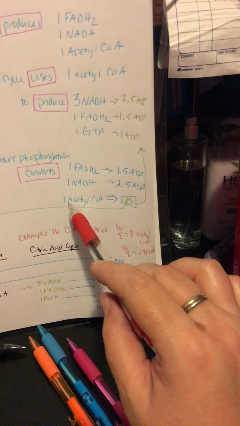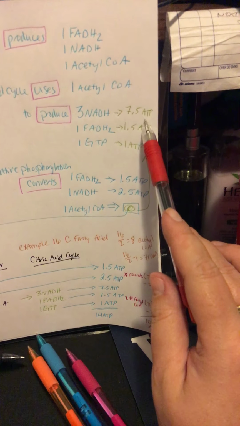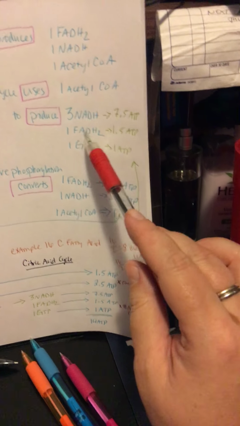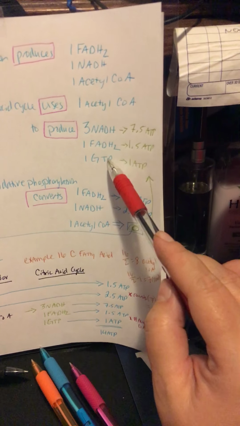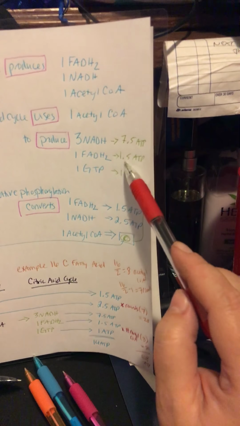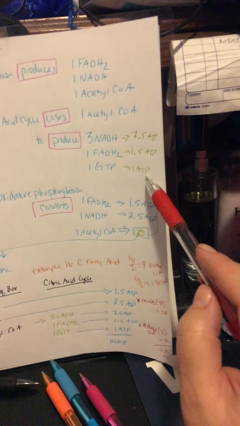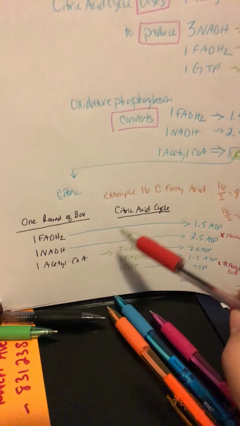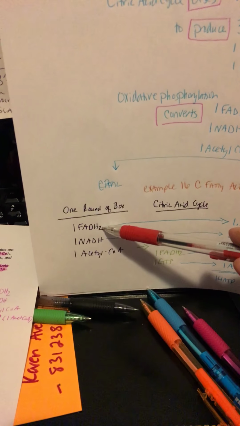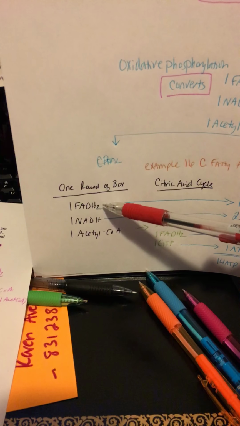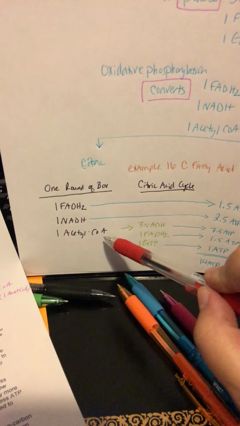It also is going to convert that one acetyl-CoA into these 7.5. The acetyl-CoA is going to be broken down into the 3 NADH, the 1 FADH2, and the 1 GTP to produce 7.5 ATP, 1.5 ATP, and 1 ATP. So then, if we're using this in one round of beta oxidation, again, we're going to produce the 1 FADH2, the 1 NADH, and then the 1 acetyl-CoA.